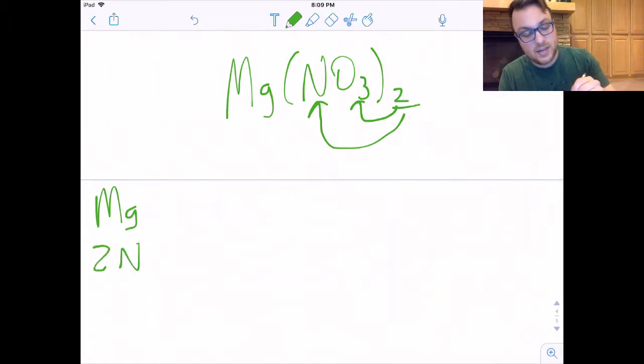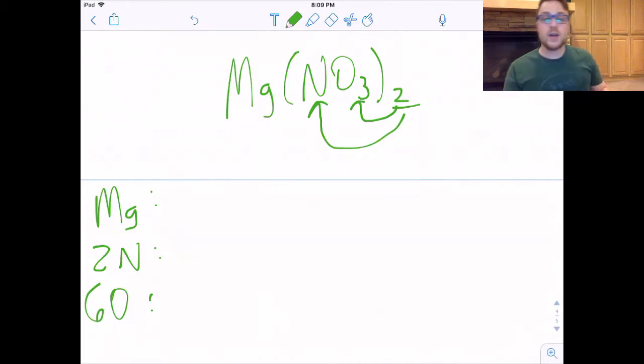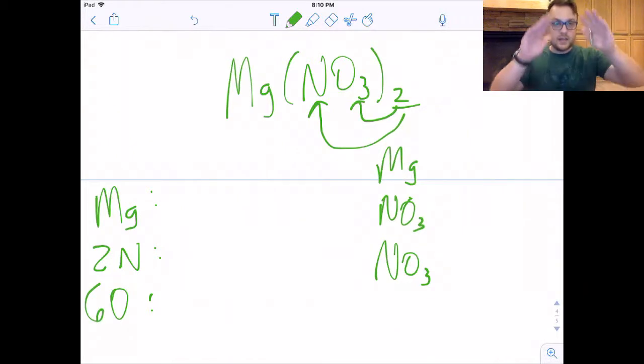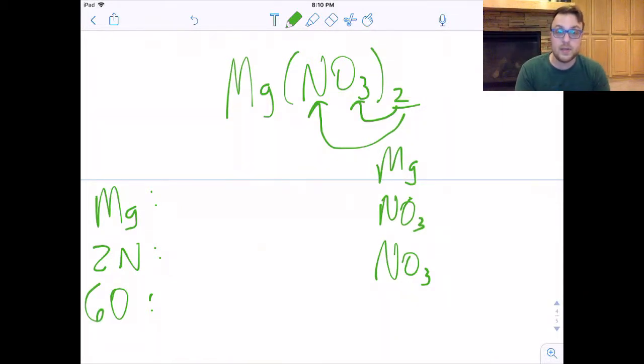If you're having trouble realizing what I just did, expand this formula out. You have Mg and then 2 NO3s, because that 2 is applying to the entire NO3 in parentheses. So if I add these all up, I see 1 Mg, I see 2 Ns, and I see 3 plus 3, 6 oxygens. So, again, pause it right there if you need to.